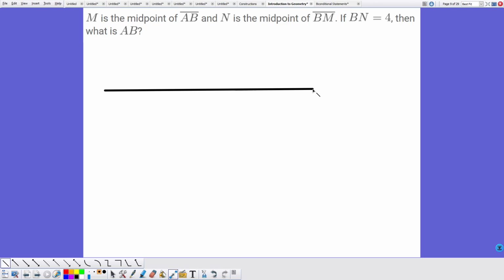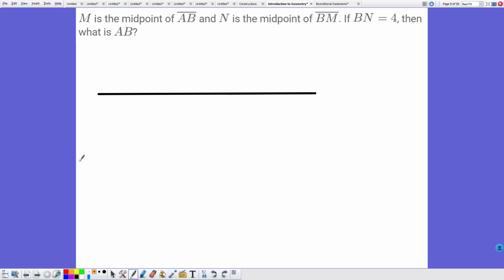I'm just going to preemptively draw a line segment. Alright. M is the midpoint of the segment AB, and N is the midpoint of the segment BM. If BN is equal to 4, then what is the measure of AB? So, read the problem out and you can deduce the order of the points based on which midpoint is located where.